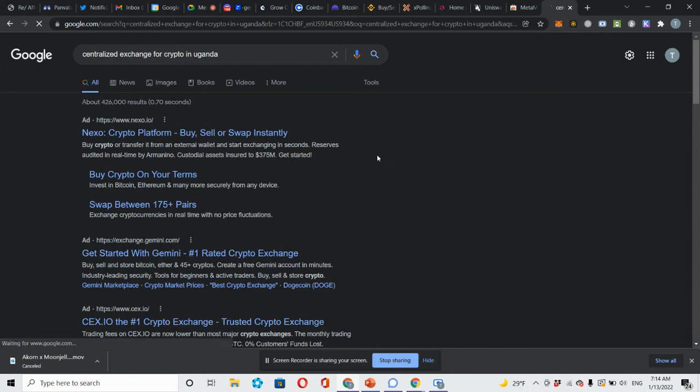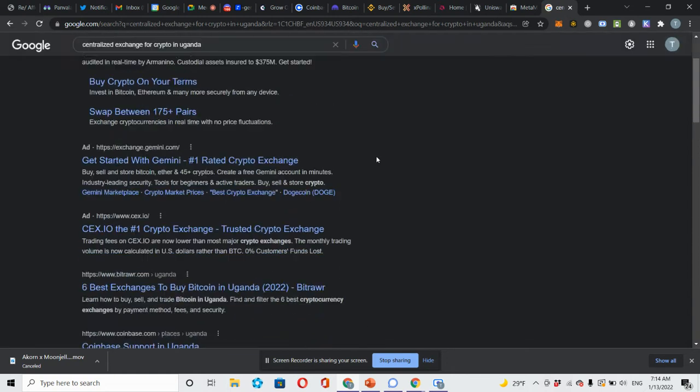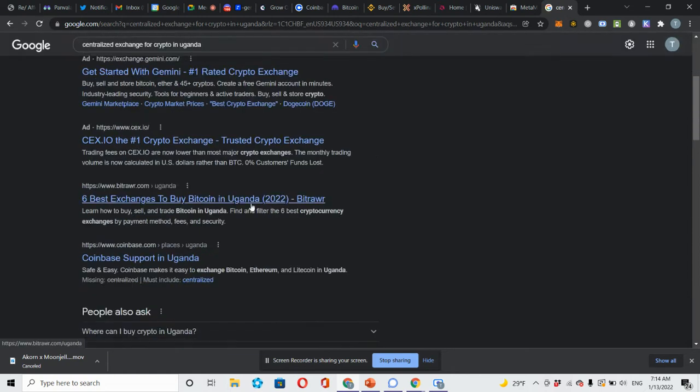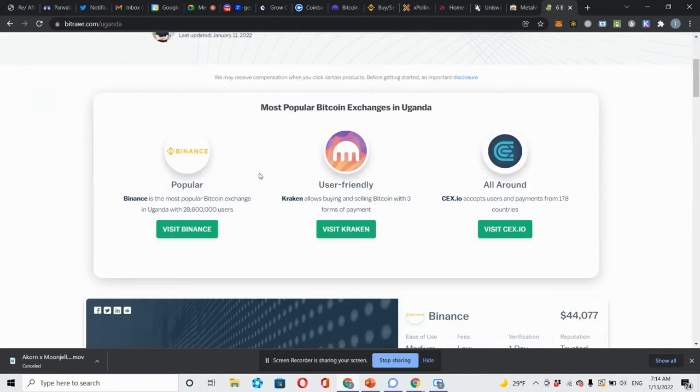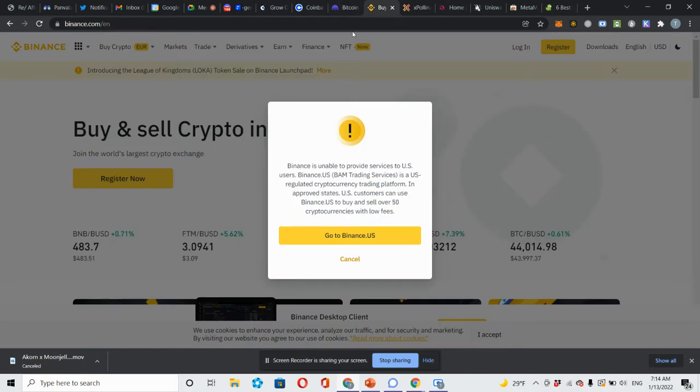And here are the 6 best ones. Kraken is one that they recommend, as well as Binance. So once you set up your Binance or Kraken account, you would have your bank info tied to this account. So you'd be able to transfer from your cryptocurrency, whatever that cryptocurrency is, to your fiat currency.